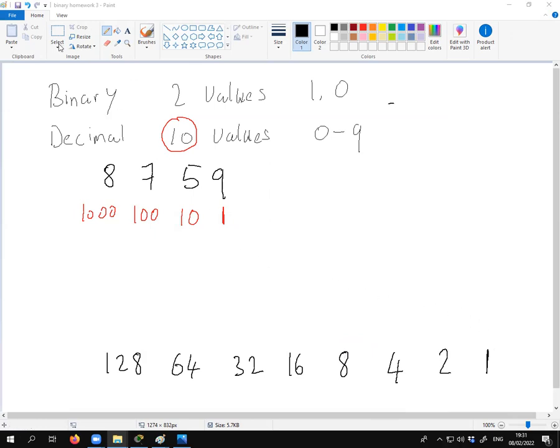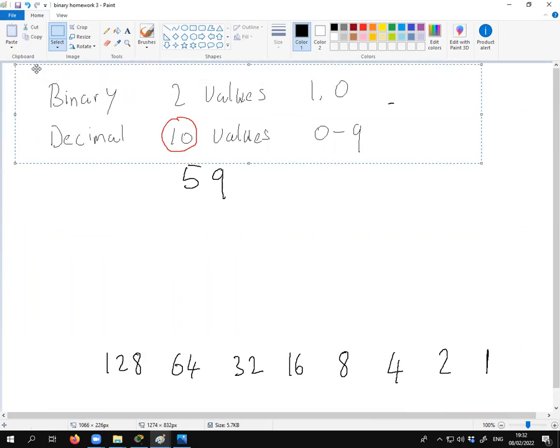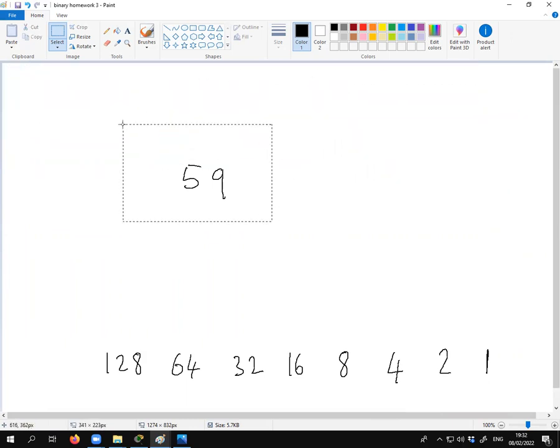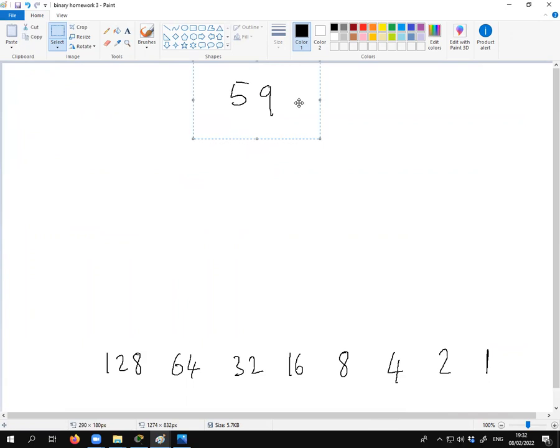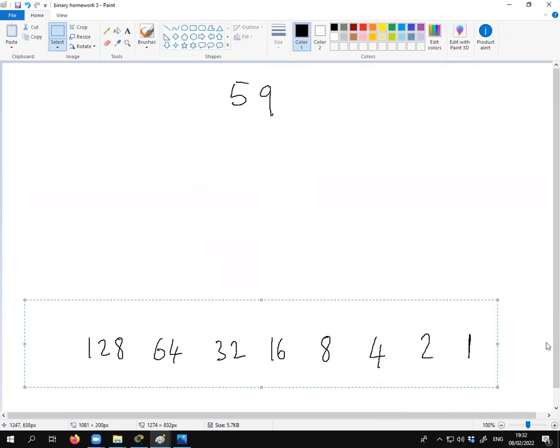We can take this decimal figure of 59 and use it to find the binary equivalent. In order to subnet properly, you're going to need to know how to convert from decimal into binary and from binary into decimal. It's easier to go from binary into decimal than from decimal into binary.